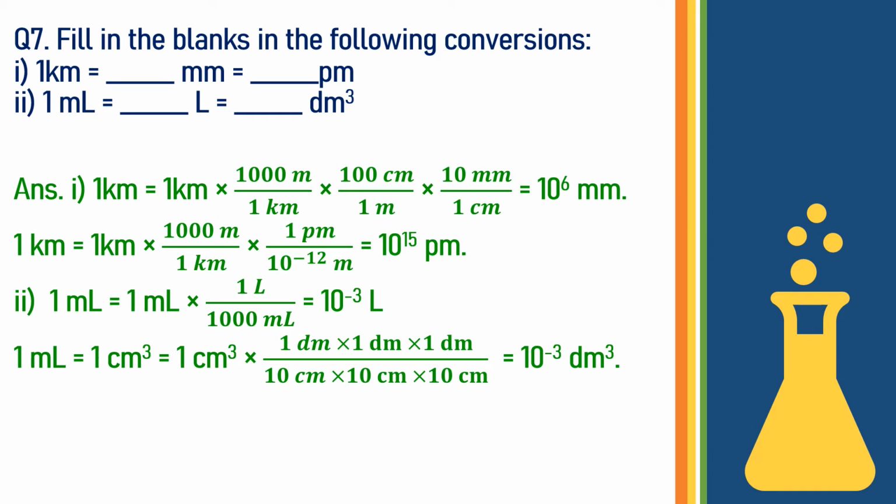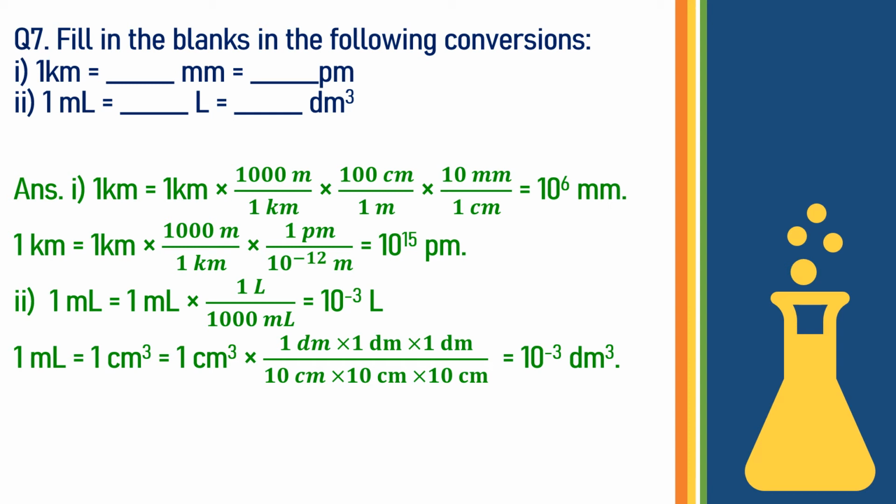Again we are knowing 1 centimeter is equal to 10 millimeters. So again we have to multiply. So ultimately we are getting 10 to the power 6 millimeter. Now again for converting to picometers, we are knowing that 10 to the power minus 12 meter is equal to 1 picometer. Here we are having 1000 meters. So simply we can divide 1000 meters by 10 to the power minus 12 meter. That will give us 10 to the power 15 picometers.